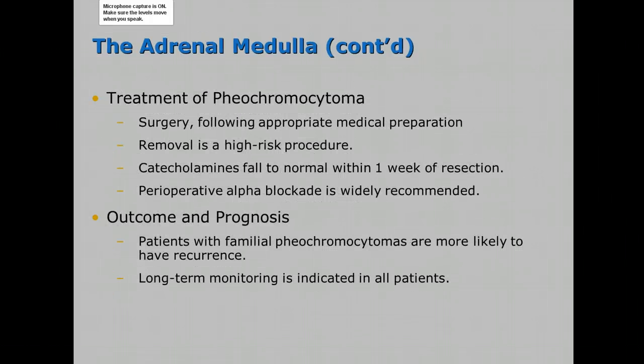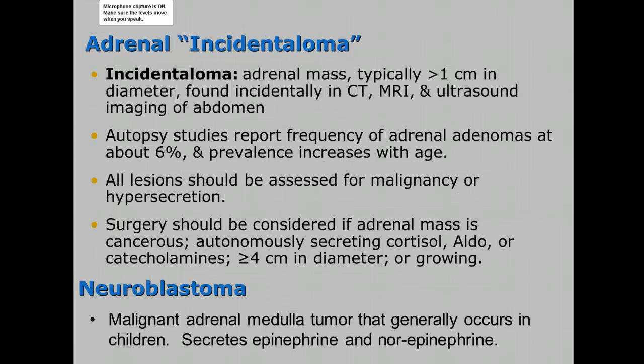Usually they'll do surgery. Removal is quite high risk. Usually catecholamines fall to a normal level within 1 week of resection. And the outcome prognosis is fairly good, but it can reoccur. A couple other things to mention: an adrenal incidentaloma is just an adrenal mass, typically about 1 centimeter in diameter, found on a CAT scan, MRI, or ultrasound in the abdomen. Autopsy results often find these in about 6% of people, and the prevalence increases with age. They should be assessed to see if they're malignant or not, or if there's a hypersecretion going on. Surgery can be considered if it's cancerous.